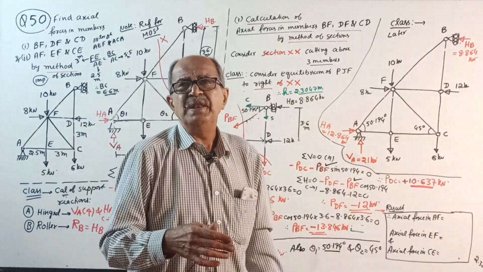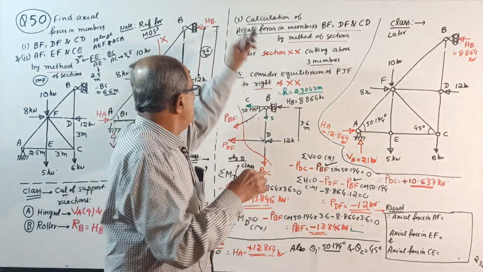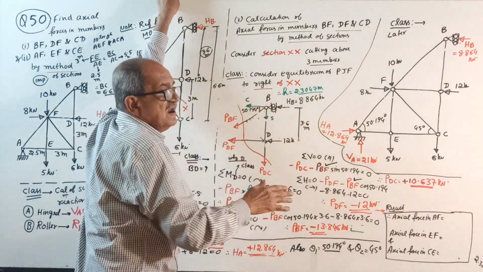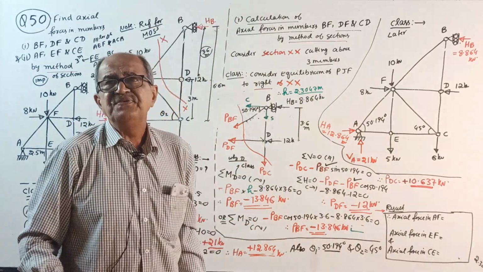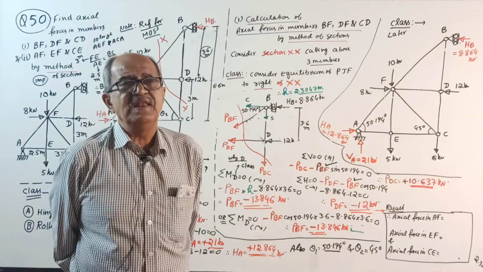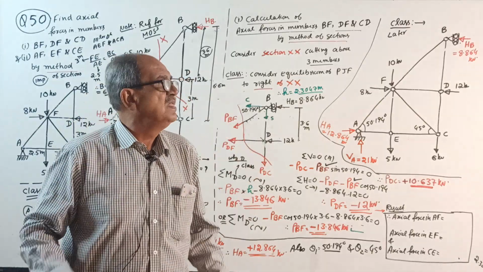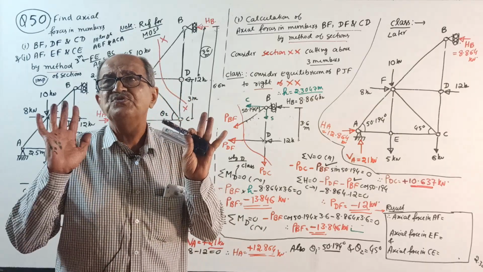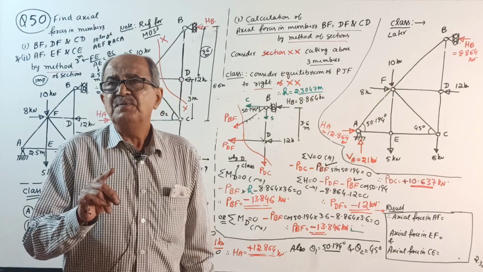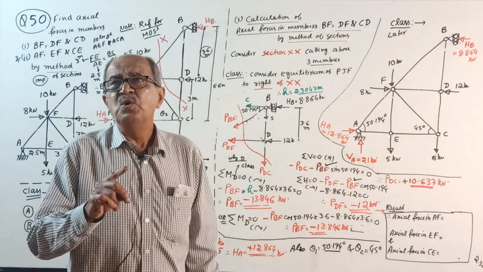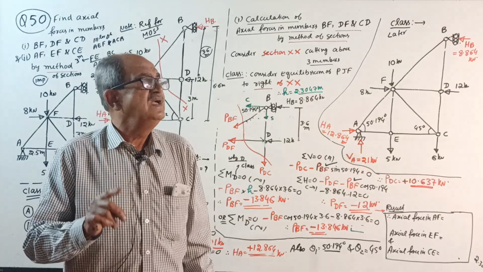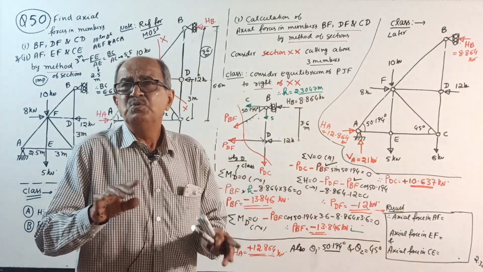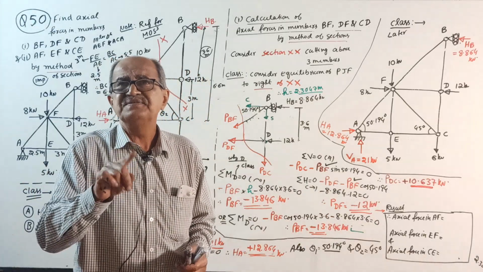I told so many times, when you consider the force acting away from the cut section, you are considering the axial force in the member to be tensile. Thousands of times told. So if you get positive, it means tensile. If you get negative, you do not use the negative sign in the answer. Don't consider negative, but write the answer as compression.